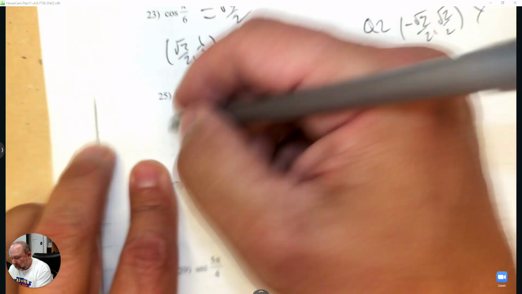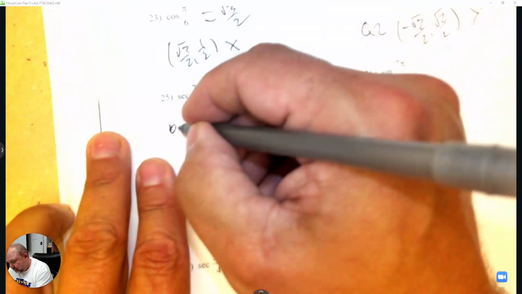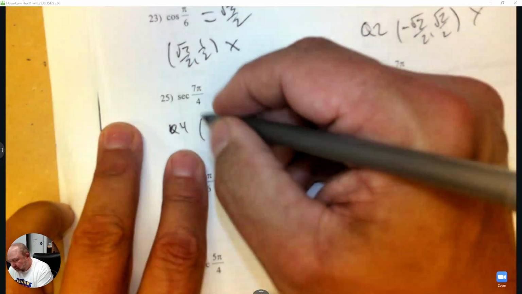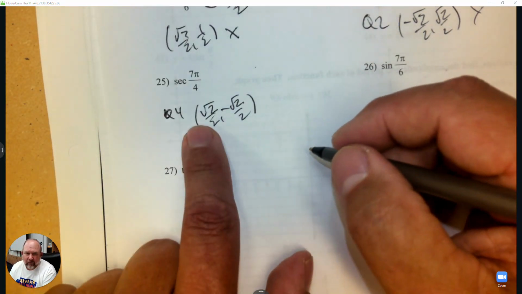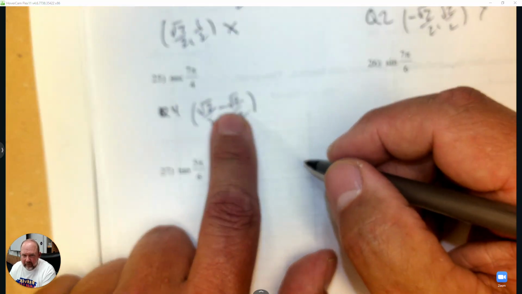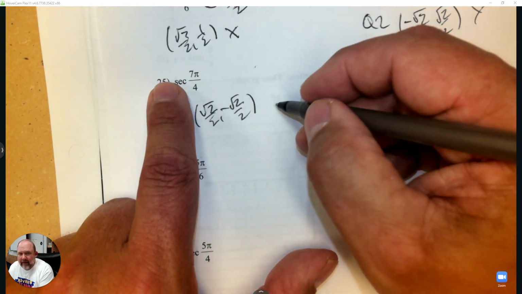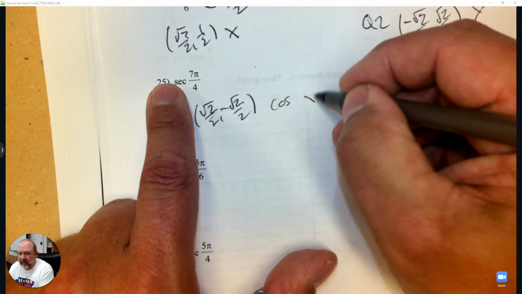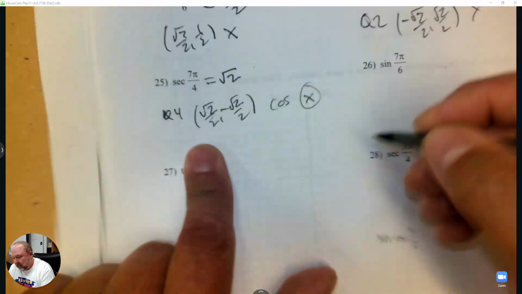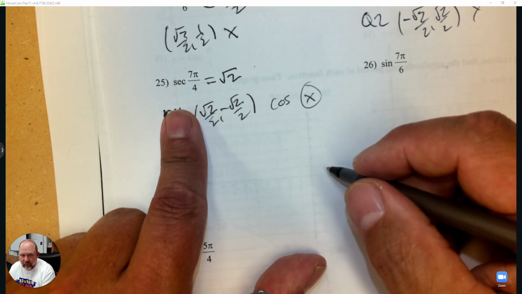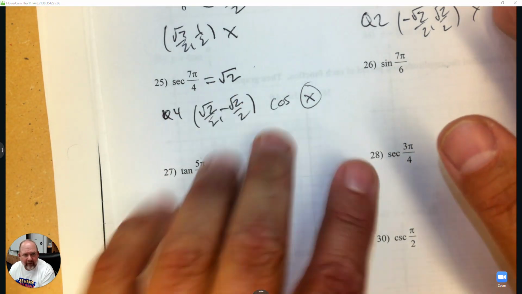For 7 pi over 4, it's in quadrant number 4. So it's a positive and a negative. It's a 45 degree. So it's root 2 over 2, root 2 over 2. One's positive, the other one's negative. Secant goes with cosine. And so the x coordinate you're going to flip. So if you do the reciprocal of this, 2 over root 2, and simplify it, it's just root 2.